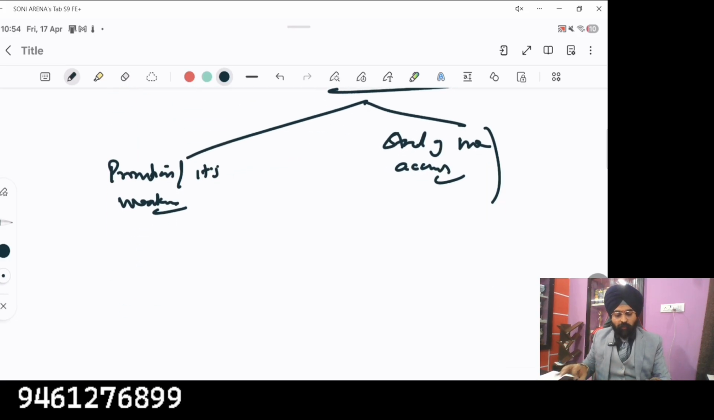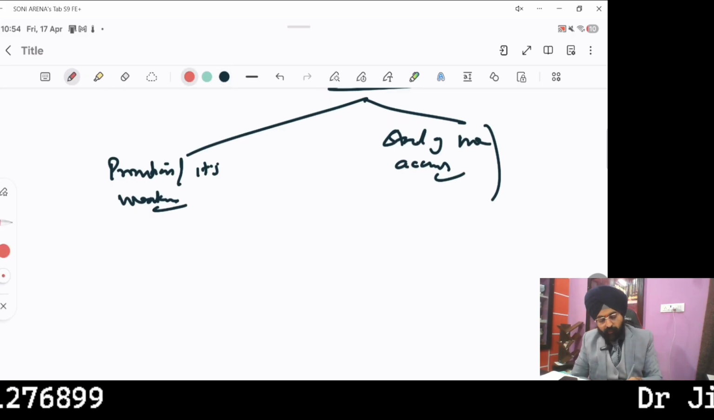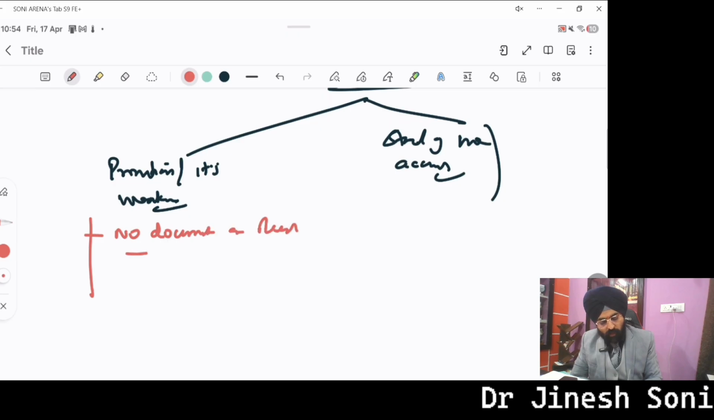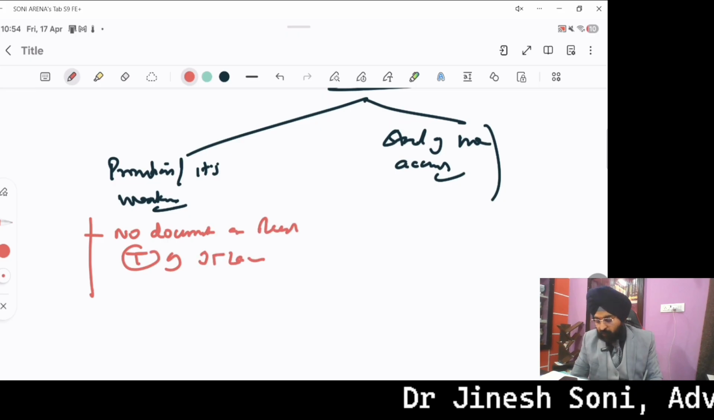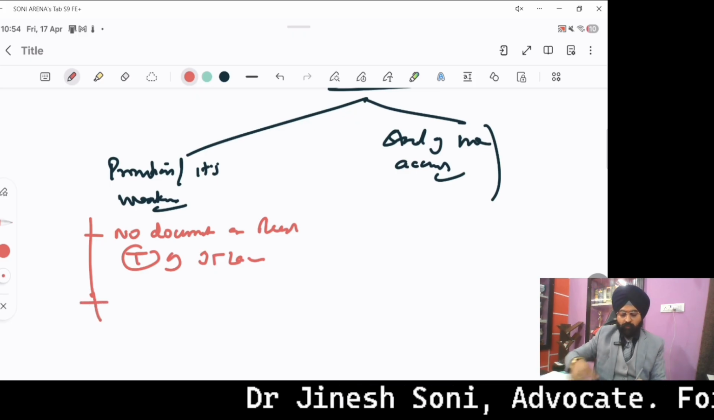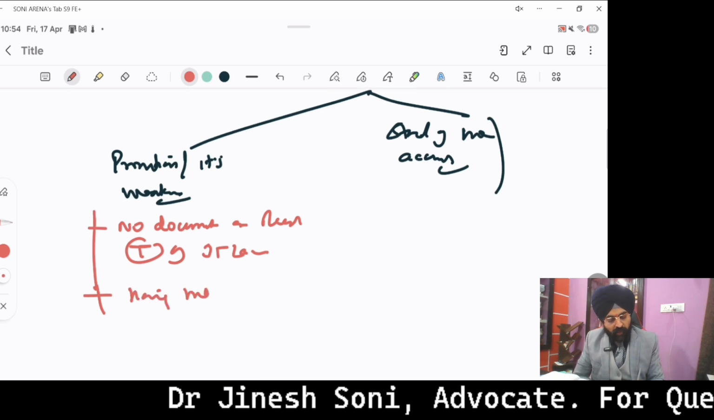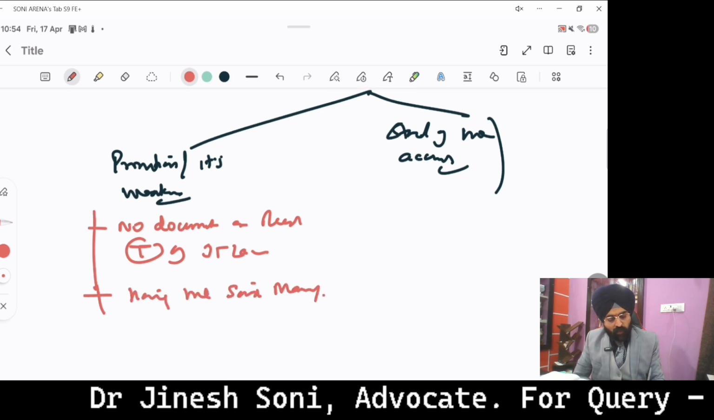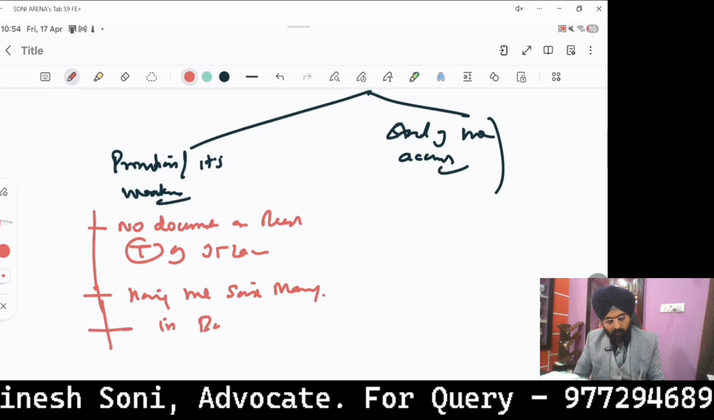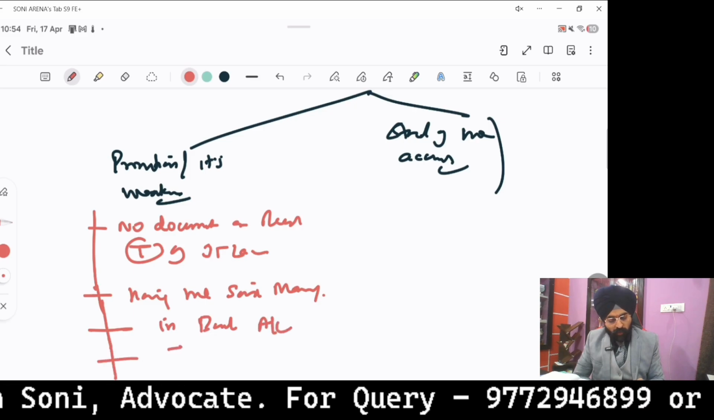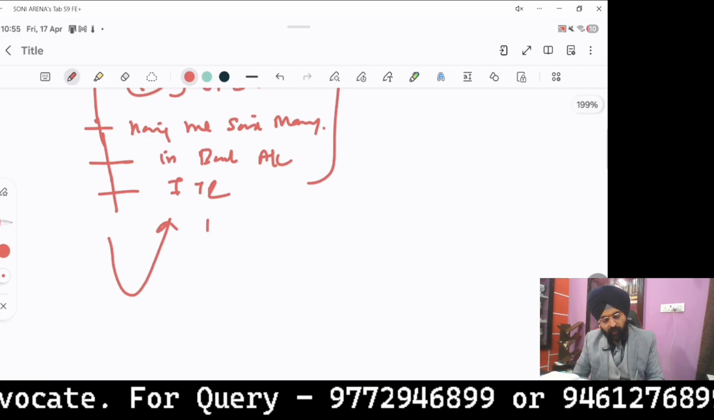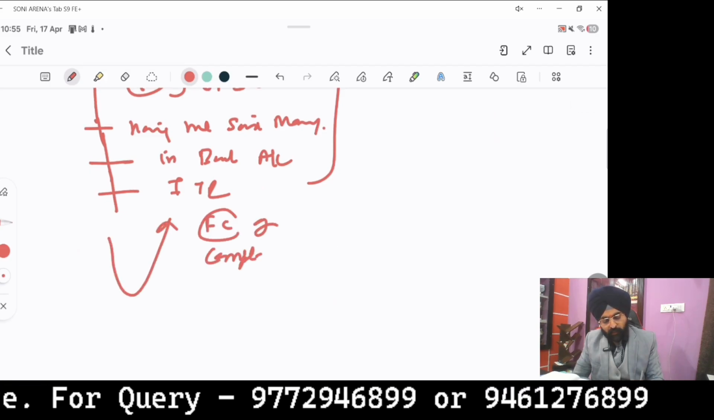In that case, the prime attack of the accused was that there is no document on record to show transaction of rupees 35 lakhs. Even there is no document on record by the complainant to show that he was having the said money. Even on that day, the said money was not in his bank account, and even it is not shown in the ITR. So basically, the concerned accused challenged the financial capacity of the complainant. It is permissible.